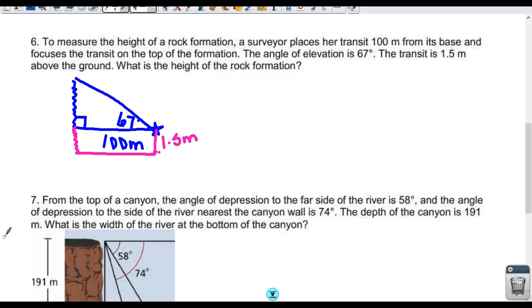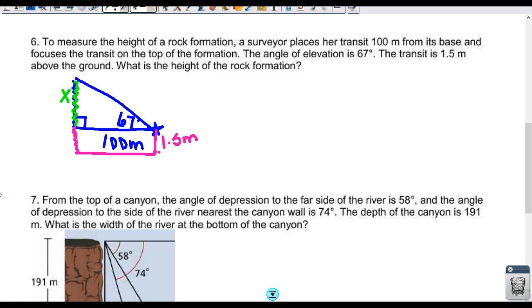No. Because all I can find here is this part, which is basically this part of the triangle, right? In order to get the actual height of the rock formation, what do I do after I find x? Add the 1.5. Okay, does that make sense? And I think most of you had already kind of reasoned through and knew you needed to add, but the most frustrating part for most people is getting the picture drawn.